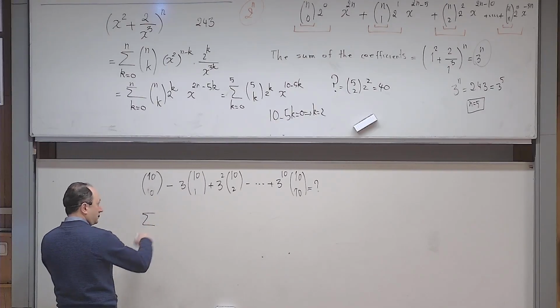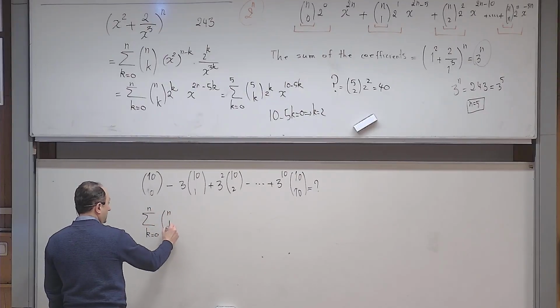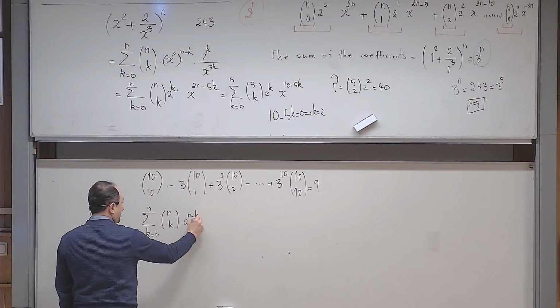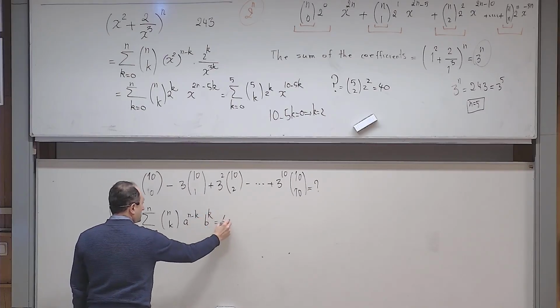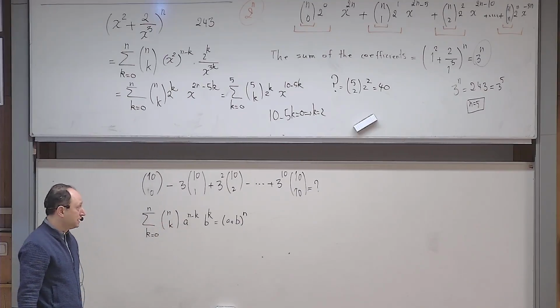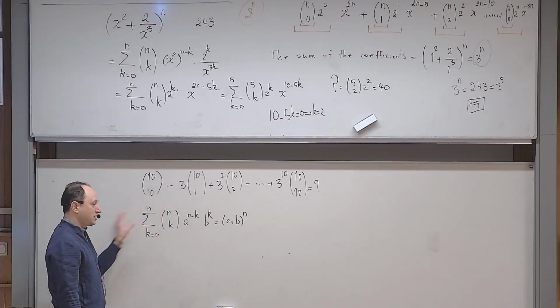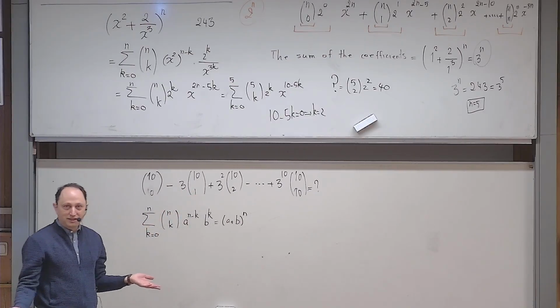Sigma, let me write it the other way around. Sigma, k goes from 0 to n, n choose k, a to the power of n minus k, b to the power k, is equal to a plus b to the power of n. This is the formula written the other way around. The reason I did that is because I have a sum, so I wrote the sum on the left. So now is it clear what I'm going to do?